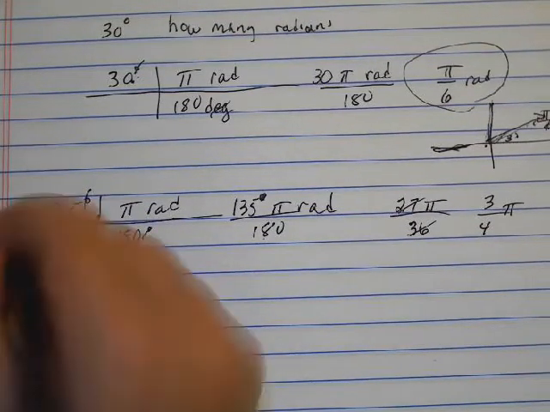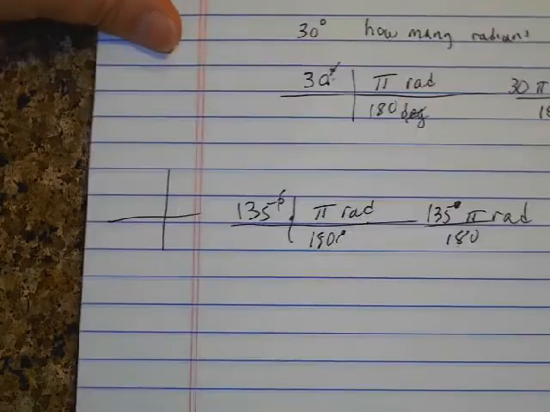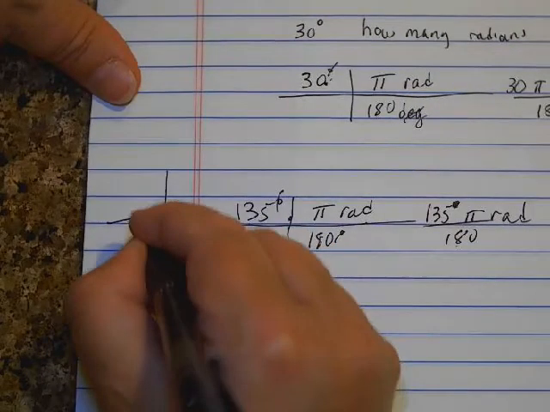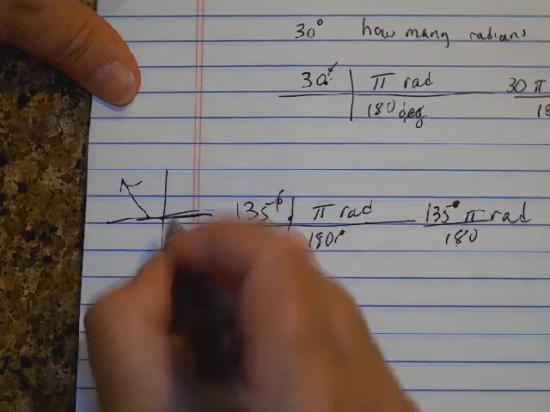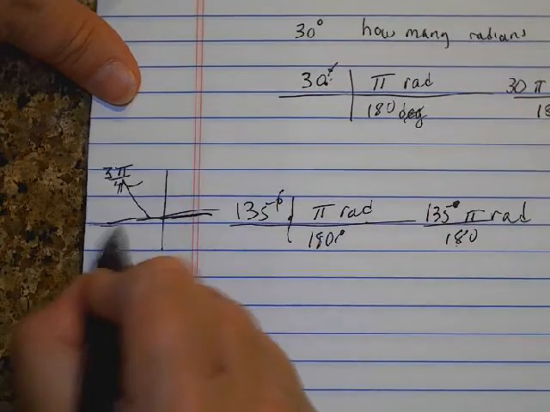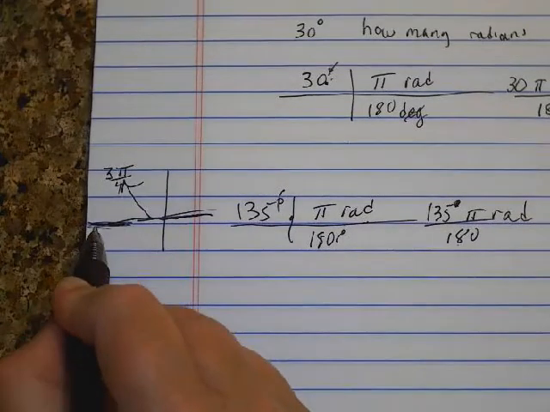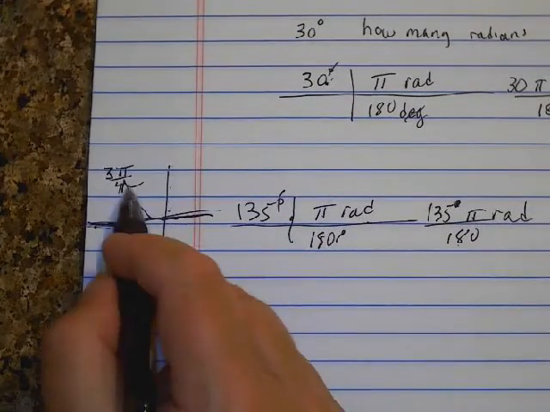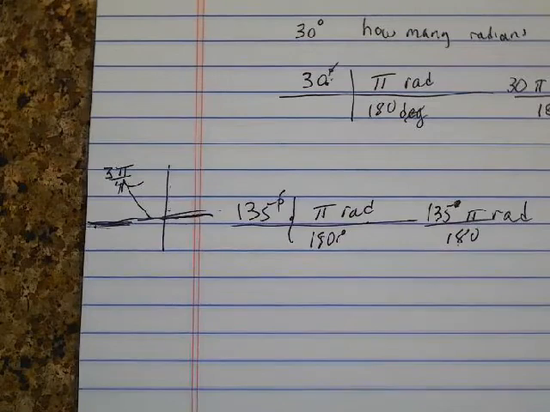I'm going to see if that makes sense if I draw out a picture. 135 degrees would be right here. Would it make sense that this could be 3 pi over 4? It does, because this could be 4 pi over 4, and that would be 2 pi over 4, so 3 pi over 4 would be somewhere in between.